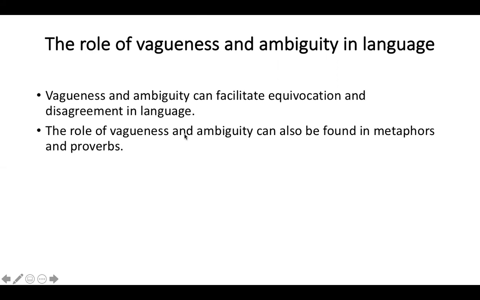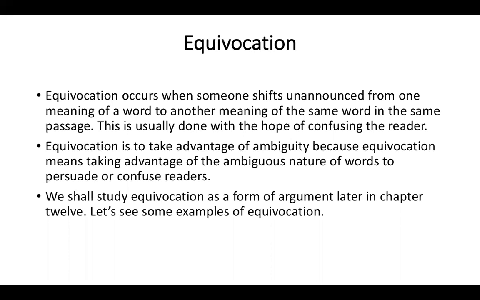Okay, so I'm back. So we're saying that vagueness and ambiguity can facilitate equivocation and disagreement in language, and the role of vagueness and ambiguity can also be found in metaphors and proverbs. Now let's look at equivocation. Equivocation occurs when someone shifts unannounced from one meaning of a word to another meaning of the same word in the same passage. This is usually done with the hope of confusing the reader.